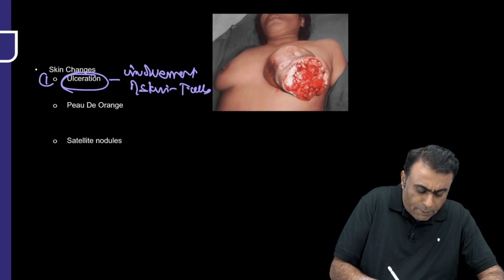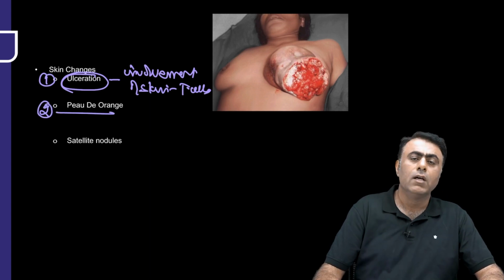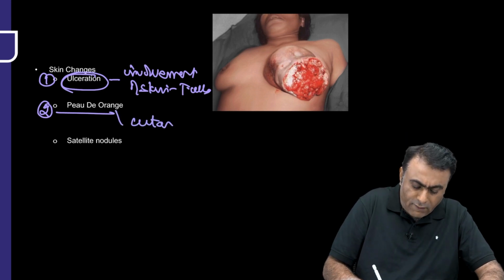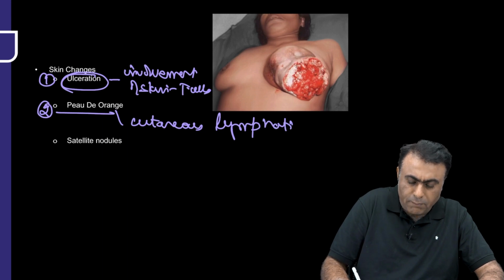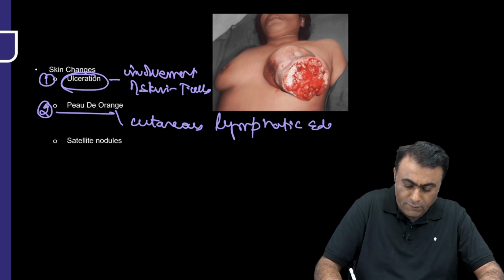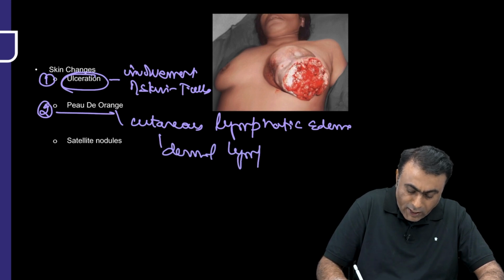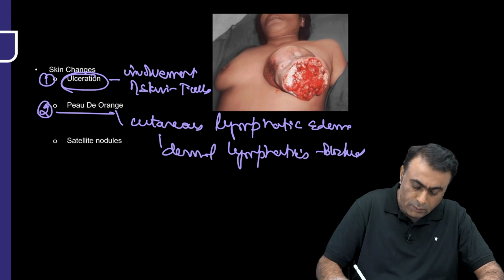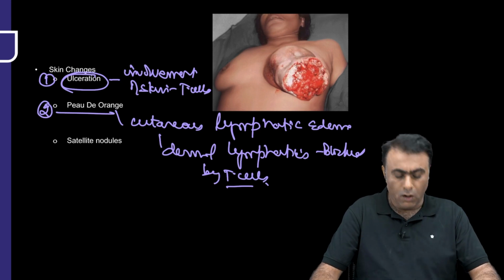Then another very, very important skin change can be peau d'orange. Peau d'orange, as all of you know, is mainly because of cutaneous lymphatic edema, when the dermal lymphatics are invaded or blocked by the tumor cells. That's how it is called peau d'orange. It gives the appearance of a peel of an orange.